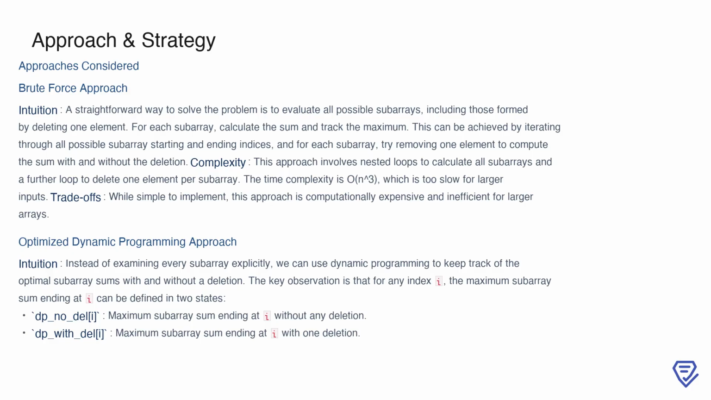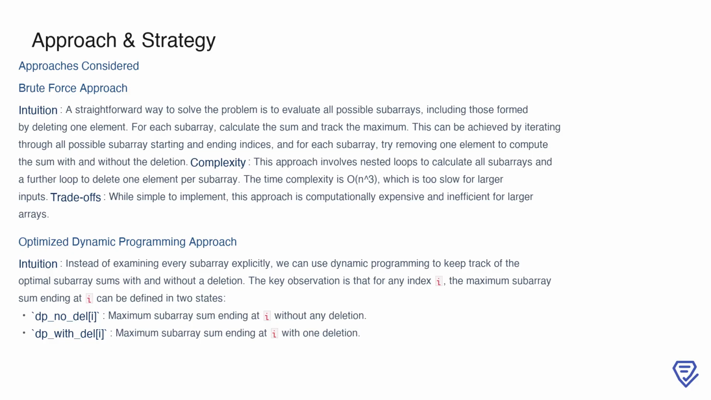The first idea is the brute force method. Here, the intuition is simple: evaluate all possible subarrays, including those formed by deleting one element. For each subarray, compute the sum and track the maximum. This involves iterating through all possible starting and ending indices of subarrays, and for each subarray, trying out the effect of removing one element. While this approach is straightforward and easy to implement, it is computationally expensive.